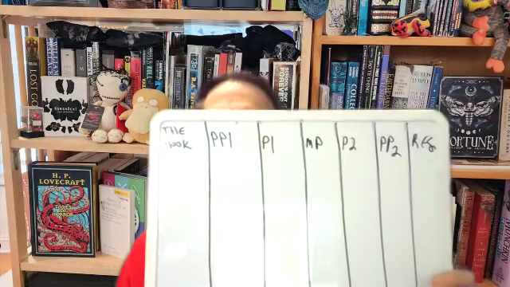So we have the hook. We have plot point 1. We have pinch 1, midpoint. We have pinch 2, plot point 2, and resolution. Those are our 7 plot structures that we're going to talk about. We're going to briefly review them.